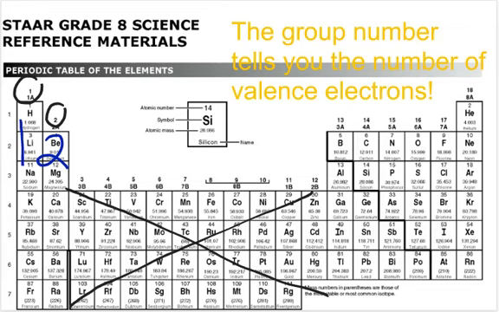When we look at group 13, we drop the 1, and we have 3 valence electrons. Group 14 has 4, 15 has 5, 16 has 6, 17 has 7, and group 18 has 8 valence electrons.